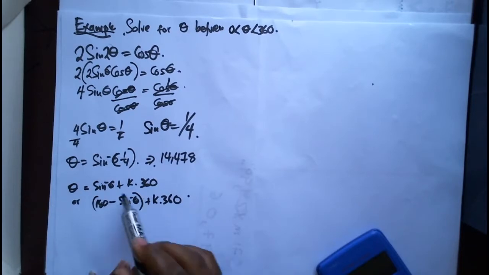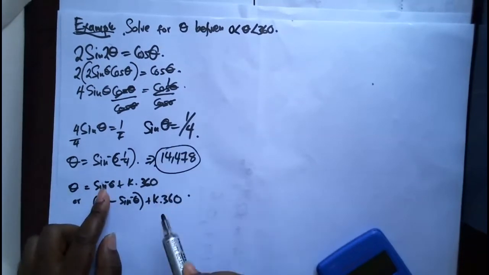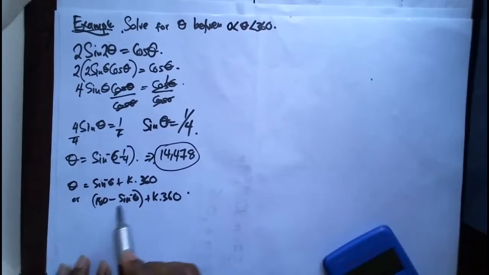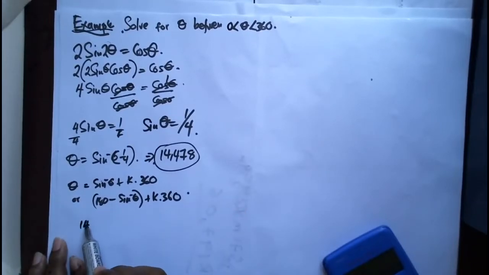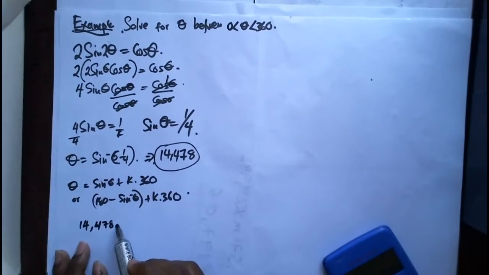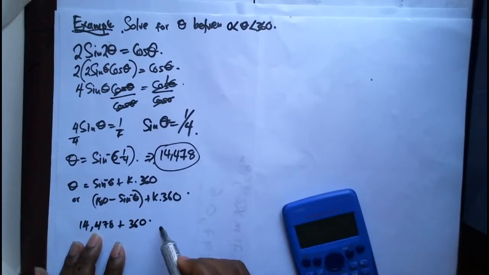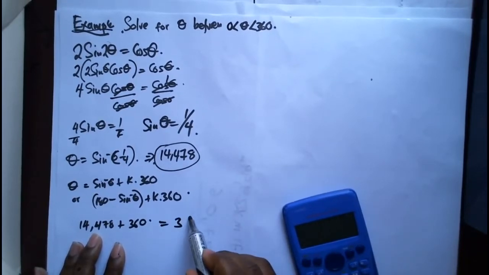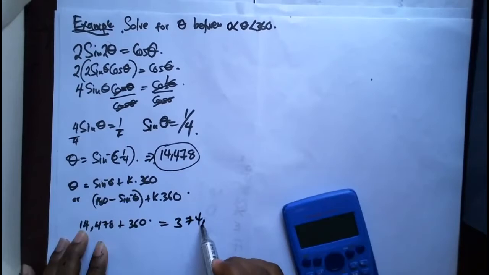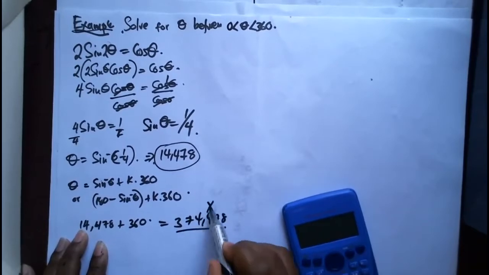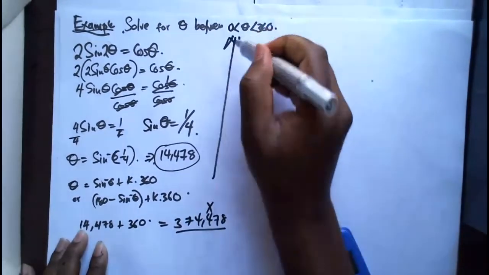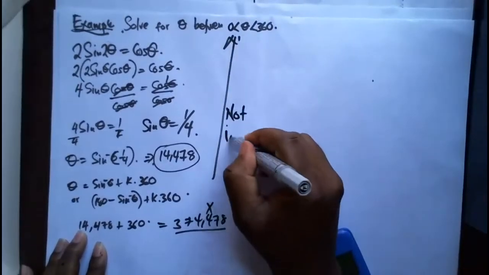So I have written it down. Since my principal value is this one, I can now get my values here. So the first one is 14.478 plus k times 360. So let's say it's just 360. This one will give me 374.478, which is wrong because it is not in the range.